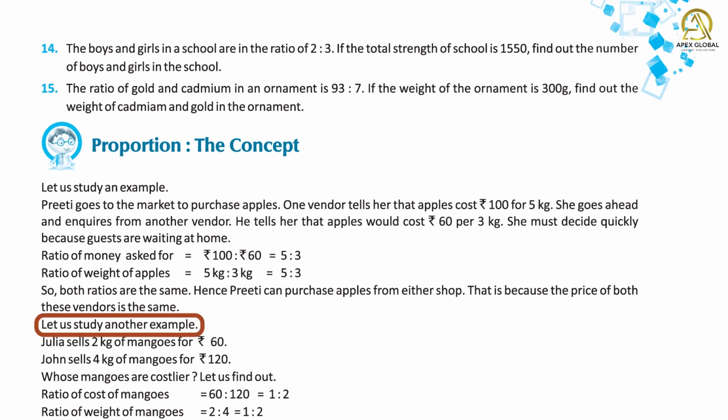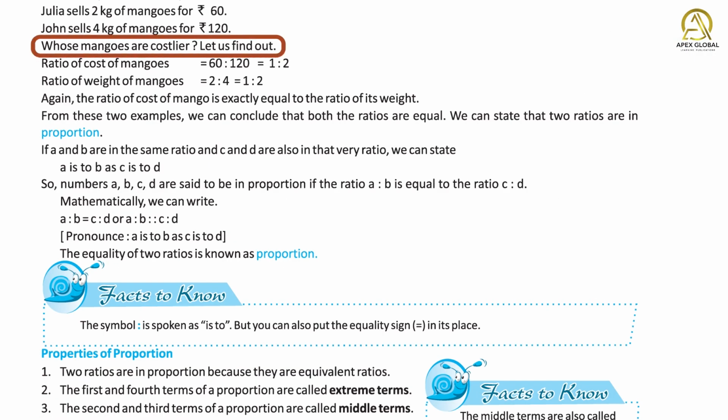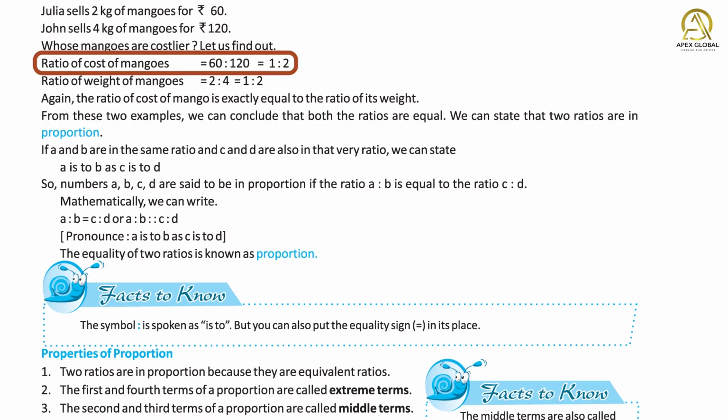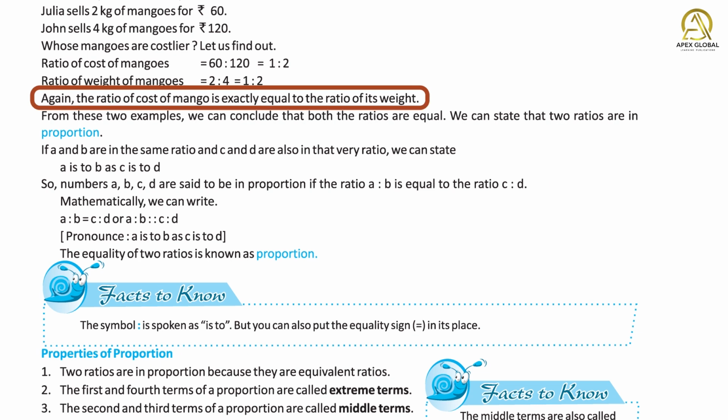Let us study another example. Julia sells 2 kg of mangoes for rupees 60. John sells 4 kg of mangoes for rupees 120. Whose mangoes are costlier? Let us find out. Ratio of cost of mangoes equals 60 ratio 120, which is 1 ratio 2. Ratio of weight of mangoes equals 2 ratio 4, which equals 1 ratio 2. Again, the ratio of cost of mangoes is exactly equal to the ratio of its weight.